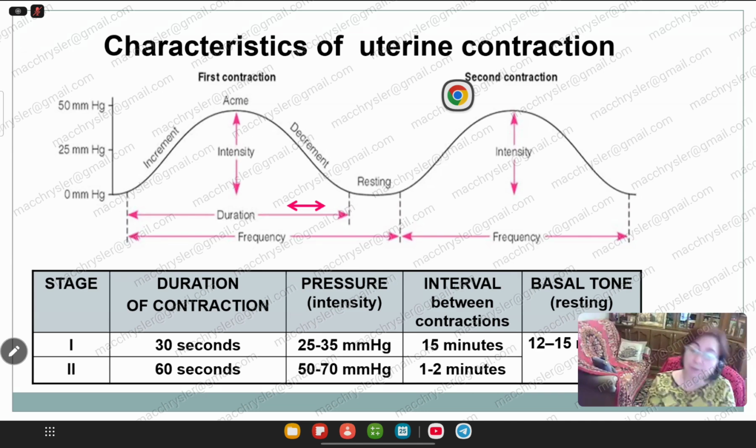And duration, what is duration? Duration is from the beginning till the end of the contraction. With normal progress of labor, the duration of contractions increases and the interval between contractions decreases. That is, contractions become more frequent.